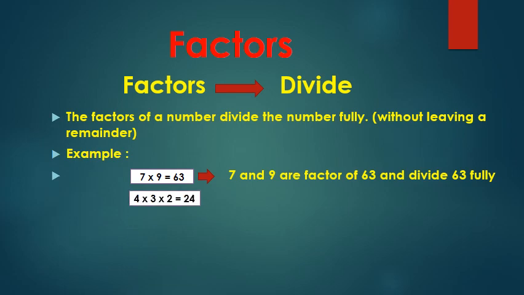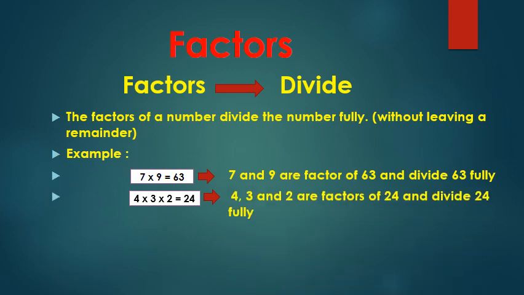Let's take another example. 4 multiplied by 3 multiplied by 2 is equal to 24. So, 4, 3 and 2 are factors of 24, and divide 24 fully. That is, when you will divide 24 by 4, the remainder will be 0. When you will divide 24 by 3, again the remainder will be 0. And when you will divide 24 by 2, the remainder will be 0. So, we can say that 4, 3 and 2 divide 24 fully without leaving a remainder.